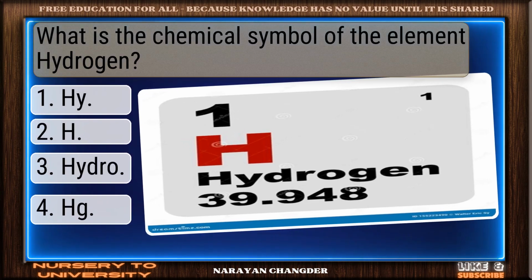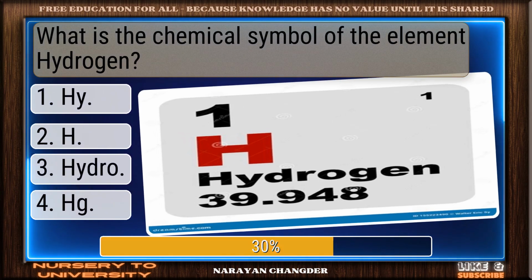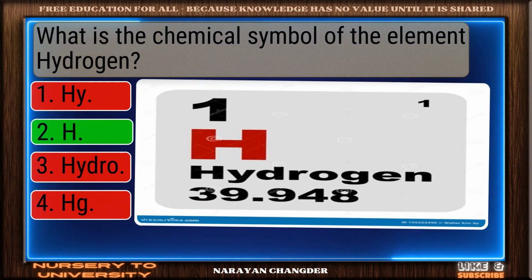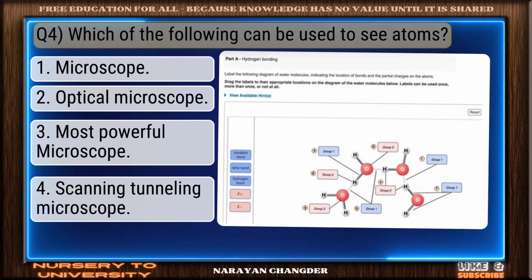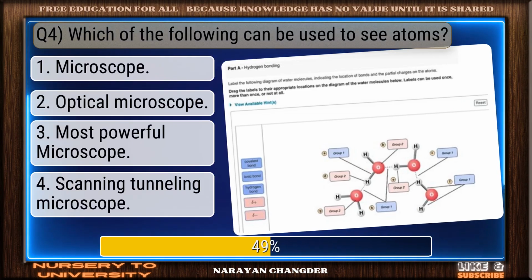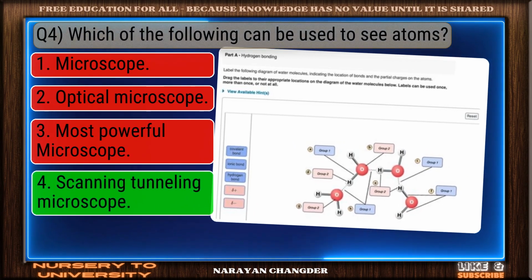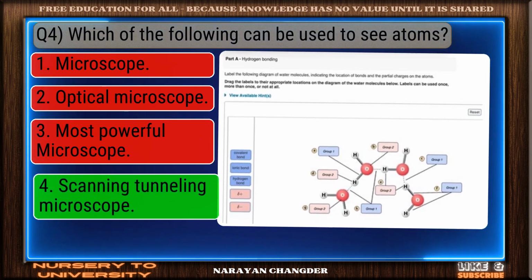Question number 130. What is the chemical symbol of the element hydrogen? Sharp thinking. H is the right choice. Question number 131. Which of the following can be used to see atoms? Exactly. Scanning tunneling microscope makes sense. And it is the right choice.